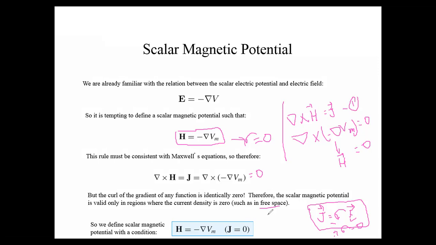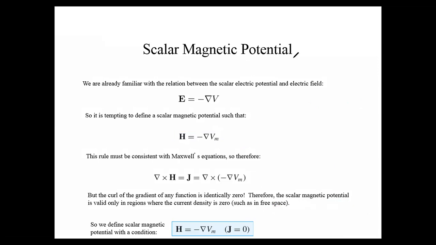Am I clear till this point? It means this is not a very good potential. So we need to define one more magnetic potential, which should be applicable to all regions and should not have any restriction. And that potential is known as the magnetic vector potential.